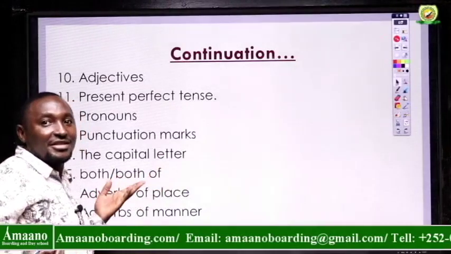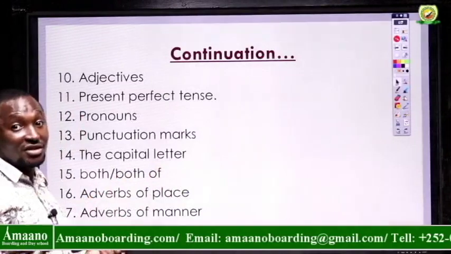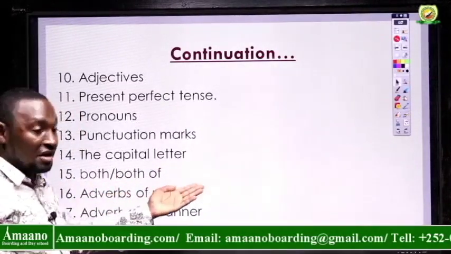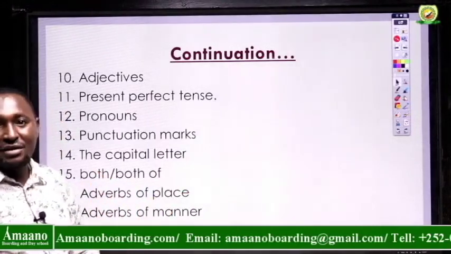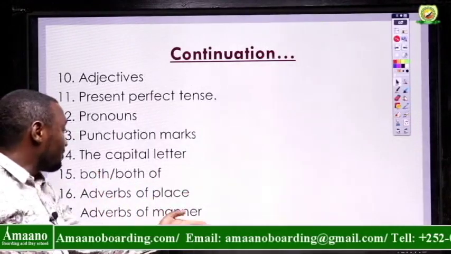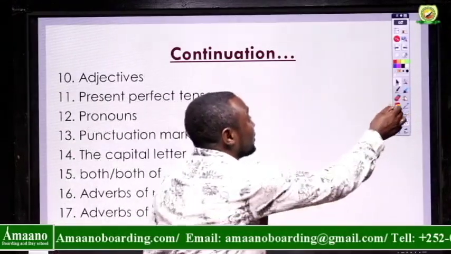Both and both of, check that. We just did this the other day, just a few weeks ago. Check in your notes, your videos that we have watched. You know how to use both and both of. Adverbs of place, for example, here, there, anywhere, everywhere. Adverbs of manner, for example, slowly, quickly, soundly.